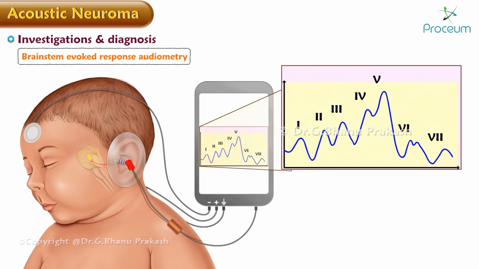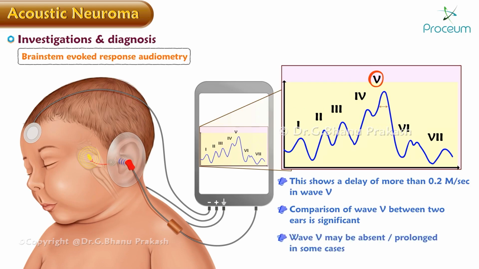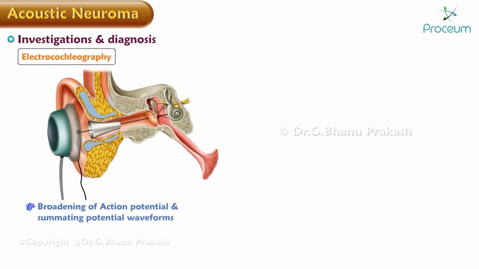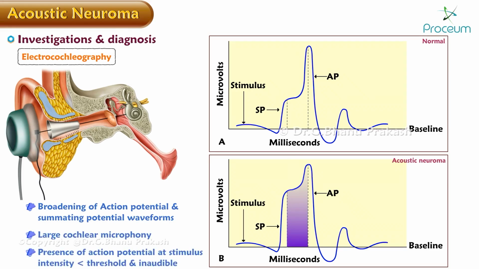Brainstem evoked response audiometry. This shows a delay of more than 0.2 milliseconds in wave 5. Comparison of wave 5 between the two ears is significant. Wave 5 may be absent or prolonged in some cases. Electrocochleography. Broadening of the action potential and summating potential waveforms are seen. Large cochlear microphonic. Presence of action potential at stimulus intensity less than the threshold and inaudible to the patient.